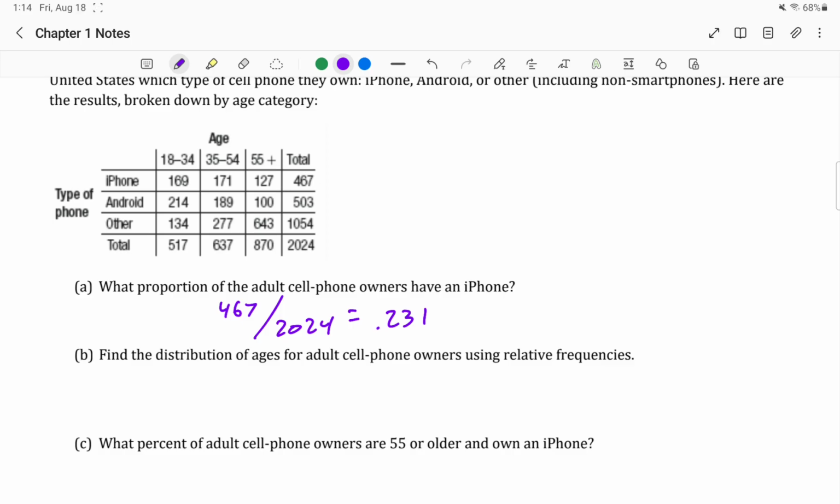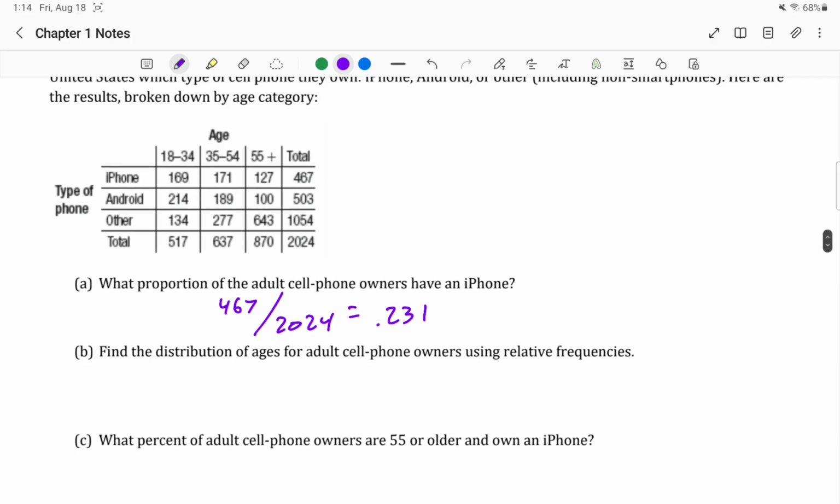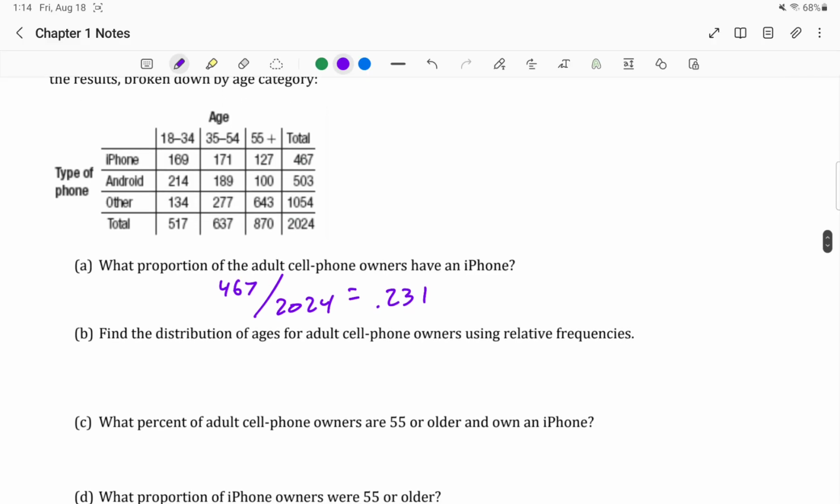B says, find the distribution of ages of adult cell phone users using relative frequency. So, what is a relative frequency? It says of ages for adults. So I just need to take this of ages. Here are my ages, relative frequencies. So now I'm going to take this over this, and this over this, and this over this, right?